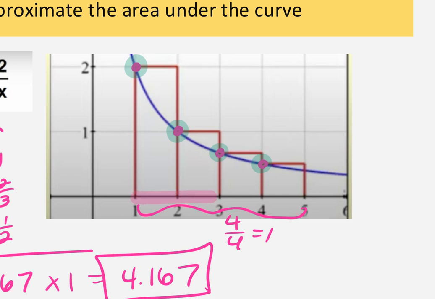So then I'm going from 1 to 5, which is a width of 4, and dividing it by 4. So each width is 1, which is also marked. Hopefully that one's not that bad.